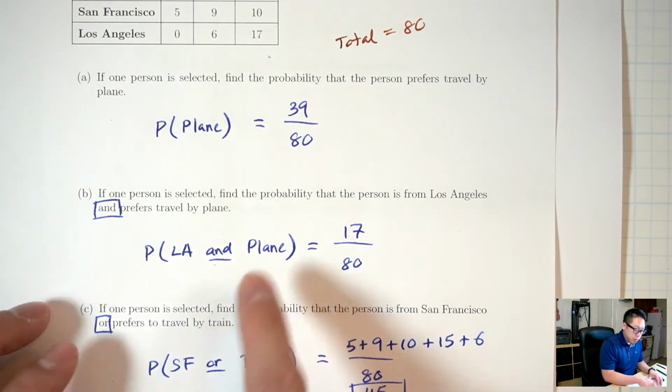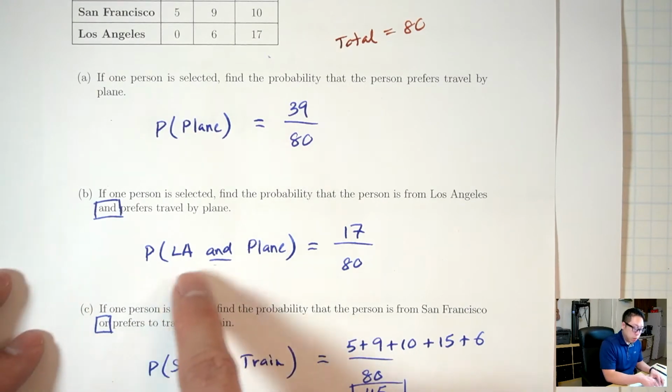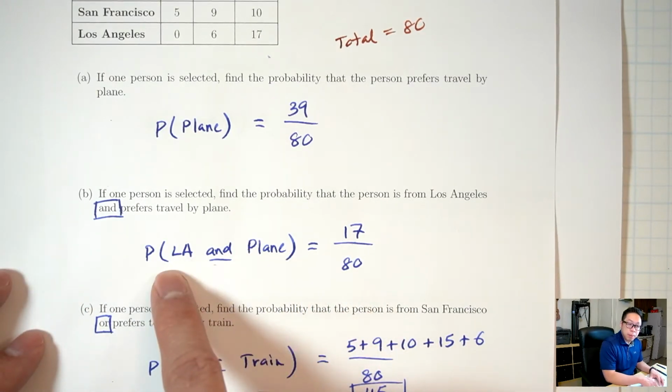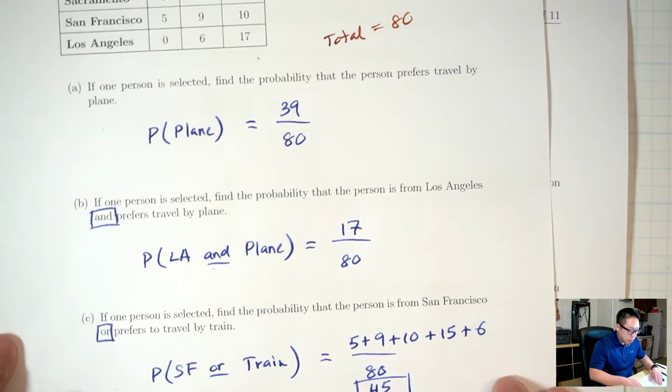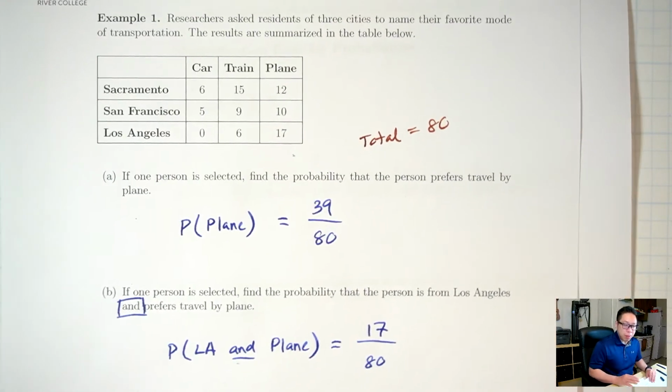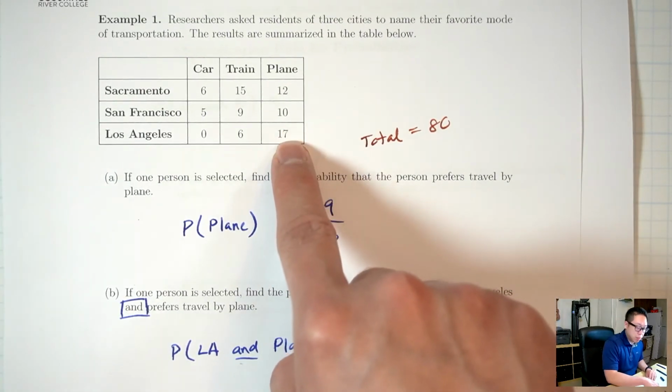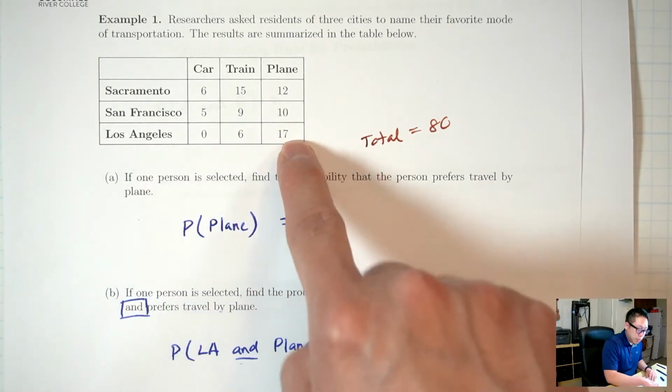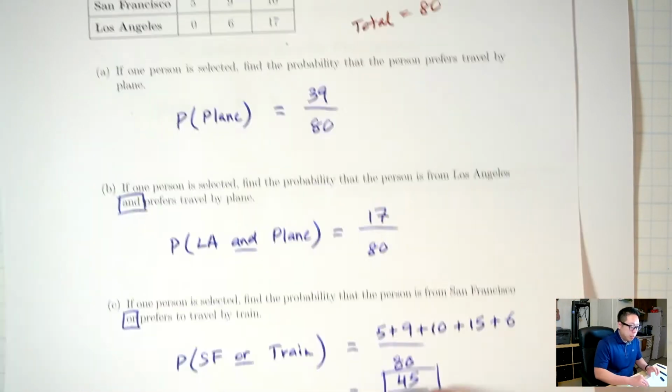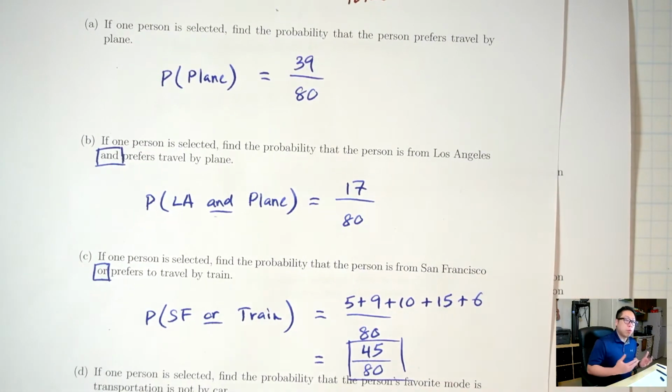LA and plane means I'm looking for people that satisfy both requirements at the same time, right? So if you have a table, it's easy to find exactly who those people are, right? So it's these 17 people. These are 17 people who are from LA and at the same time they like plane. But if we didn't have a table, what's another way that we can get those same people?